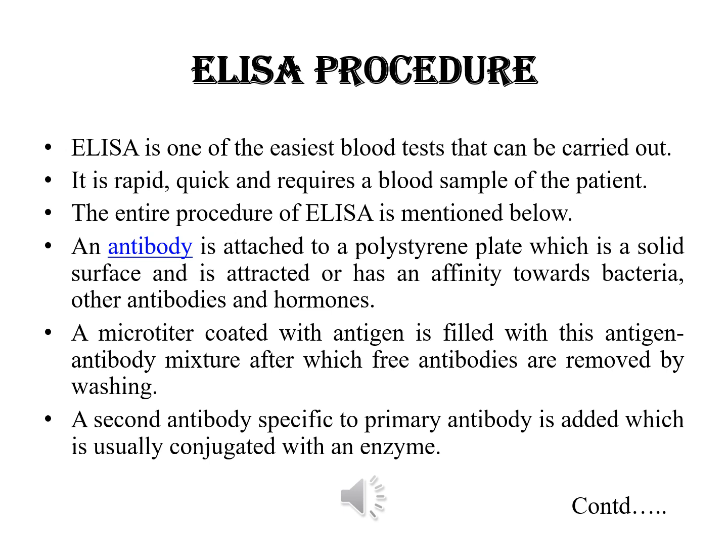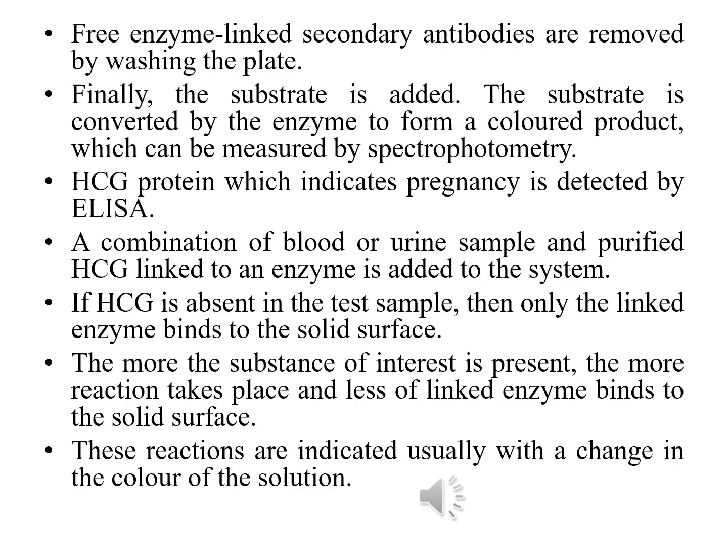HCG protein, which indicates pregnancy, is detected by ELISA. A combination of blood or urine sample and purified HCG linked to an enzyme is added to the system. If HCG is absent in the test sample, then only the linked enzyme binds to the solid surface. The more of the substance of interest is present, the more reaction takes place and the less of the linked enzyme binds to the solid surface. The reactions are usually indicated with a change in the color of the solution.